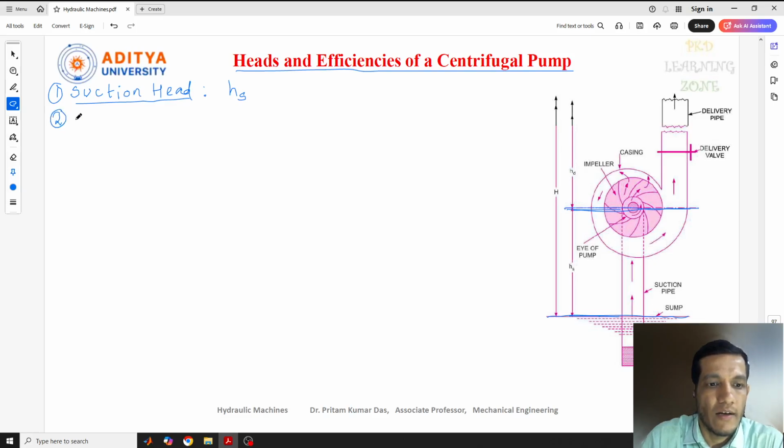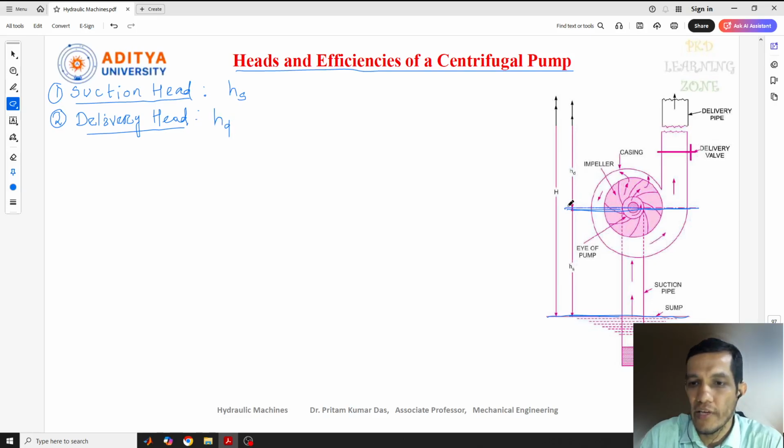Next one is the delivery head. This is the second one. This is also simple, and the delivery head is denoted by HD. Now you can see in this pump, from one level the water needs to be sucked or lifted, and to another level or distance up to which the water needs to be delivered. This lifting and delivering work will be done by the pump.